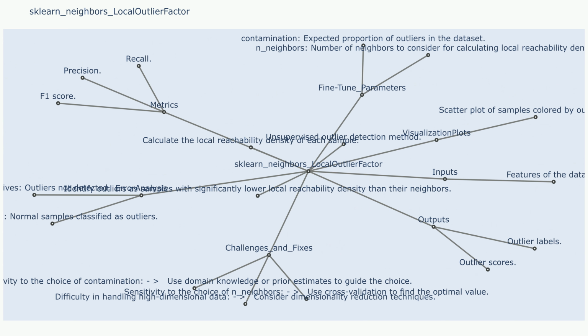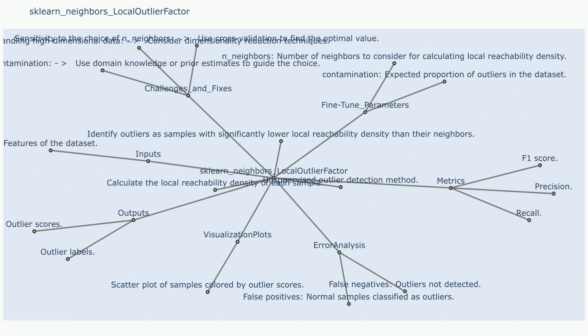Metrics: Precision, the proportion of correctly identified outliers among all identified outliers. Recall, the proportion of correctly identified outliers among all actual outliers. F1 score, the harmonic mean of precision and recall.